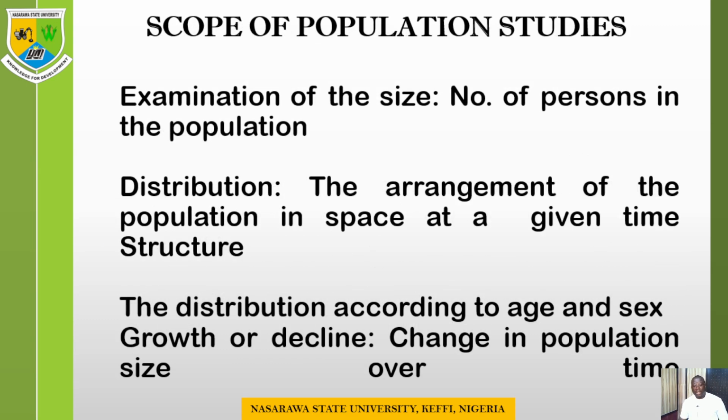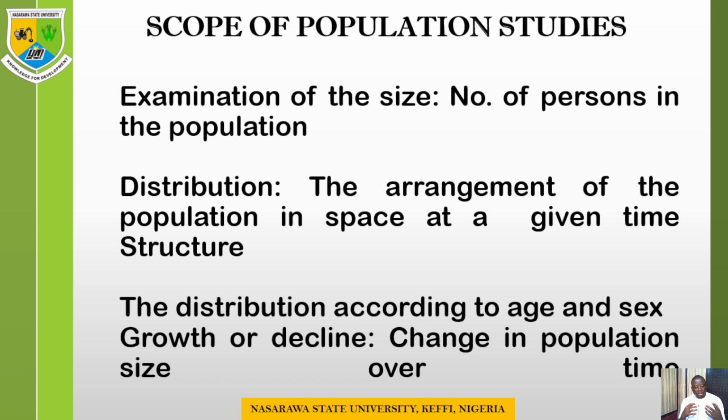Now, let's look at the scope of population study, or the scope of demography. What are the areas of coverage? What are those areas that demographers are interested to study? The first one is that demographers are interested in examining the size of the population. Remember, we said we are interested in 5 aspects of the population: the size, the composition, and the structure.